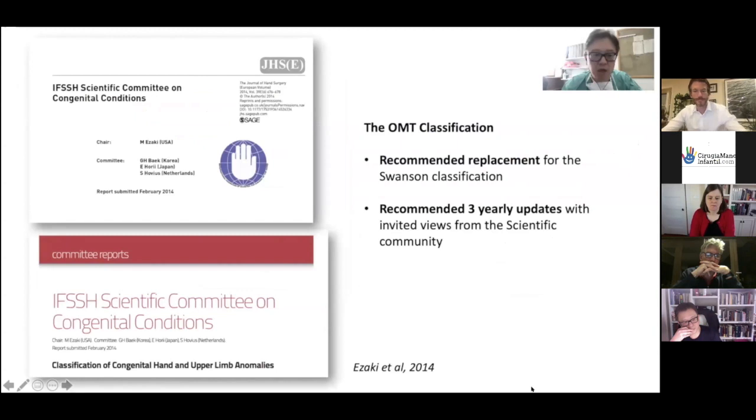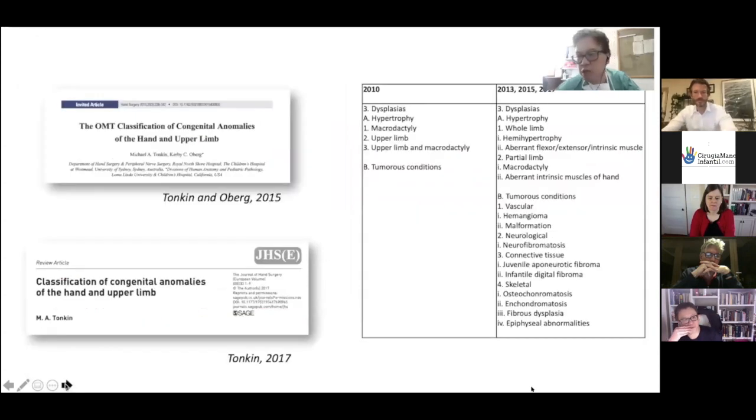In 2015, Tonkin and Oberg again updated the classification. This version is the same as the 2017 publication. There were several changes, especially in the dysplasias and deformation group. For example, arthrogryposis has been moved 3 times.